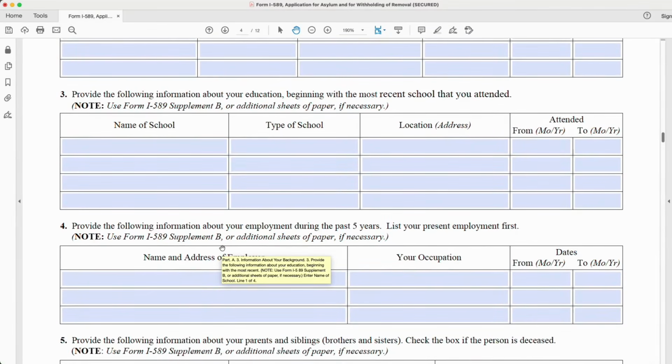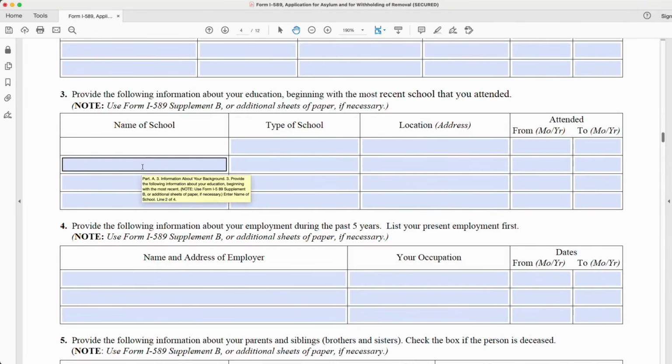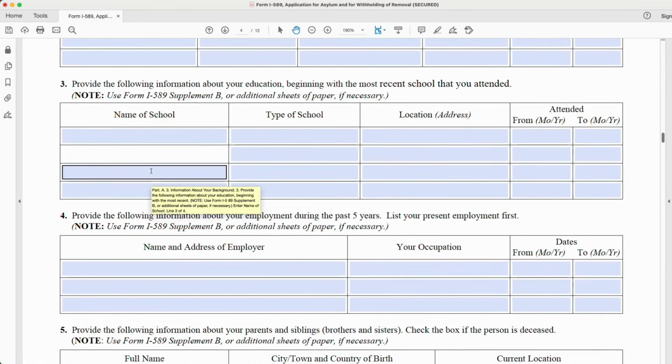Question 3 asks for your education history. Provide the names, type of school, locations, and dates attended for each school where you studied. Again, start with the most recent on this first line. Then, write the school you attended before that on the line below. Continue until you have written all the schools that you attended.